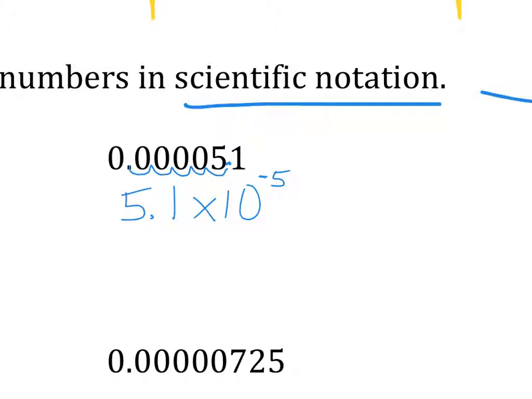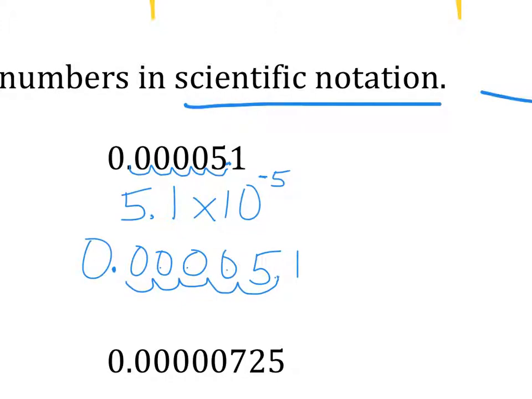5.1 times 10 to the negative 5th, because that would tell us now when we're rewriting it back in standard form that we want to move our decimal place to the left 5 places. So I'm going to start with my 5.1 over here, and we're going to go to the left. 1, 2, 3, 4, 5, and see if we get the same thing that we started with. Fill these in with zeros. And there's 1, 2, 3, 4 zeros in the first one, and 1, 2, 3, 4 zeros in this one. So there we go. We did it right.